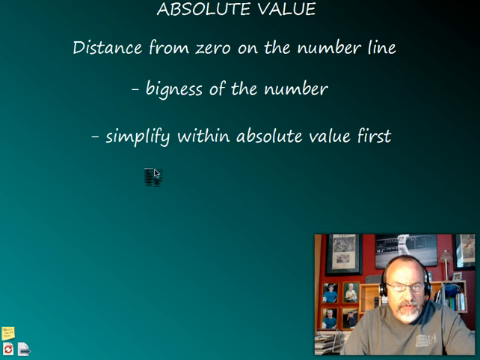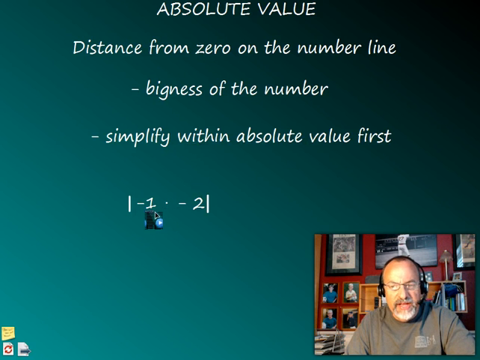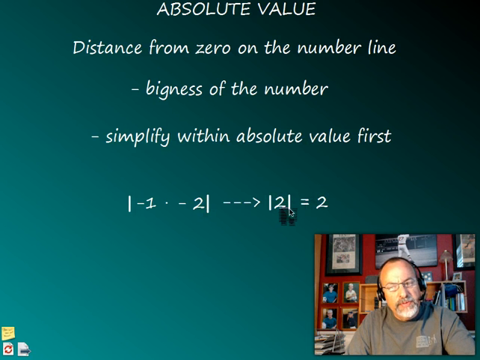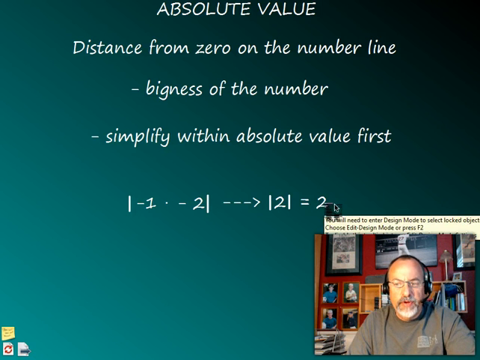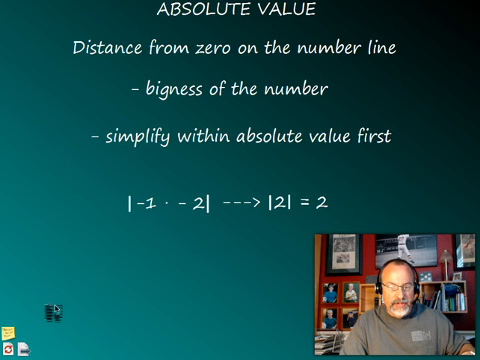Now, when we go to simplify these numbers in your absolute value, we always just simplify within the absolute value sign first. So like parentheses, you want to go ahead and just simplify what's in there and then take the absolute value of that number. So for instance, if I had -1 times -2, well, I want to simplify what's inside here first. -1 times -2 is +2. And then I can go ahead, what's the absolute value, or how far is 2 from 0? Well, it's 2 away from 0. Okay? And so we want to simplify inside the parentheses or inside the absolute value sign first.